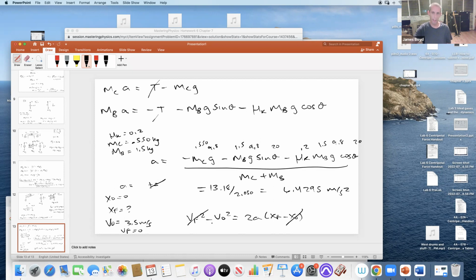This a is actually negative, which means that x final is v initial squared over 2a, which is 3.5 squared divided by 2 times 6.4295. The negative sign went away with this negative sign. So I get 3.5 times 3.5 divided by 2 times my answer. I get 0.953 meters, so about 95 centimeters.